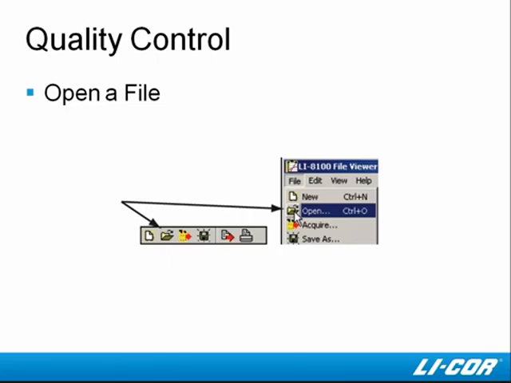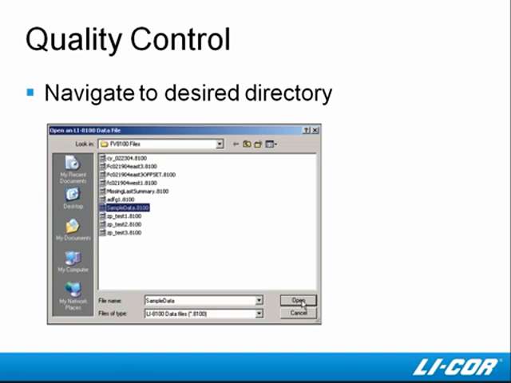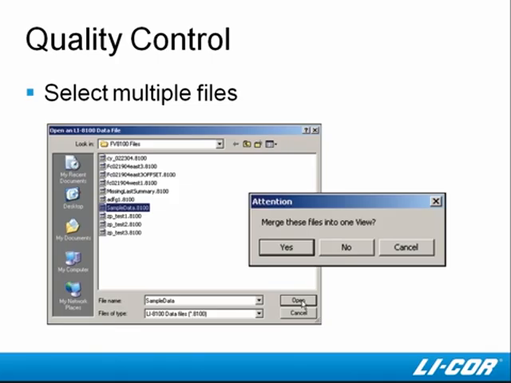First, click the Open File button on the toolbar or select File, Open from the main menu. Then use the Open File dialog box to navigate to the desired directory, and select the file to be viewed. Use Ctrl+Click to select an individual file, or by using Shift+Click, you can select multiple files.